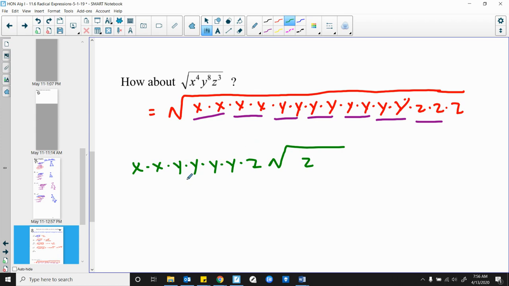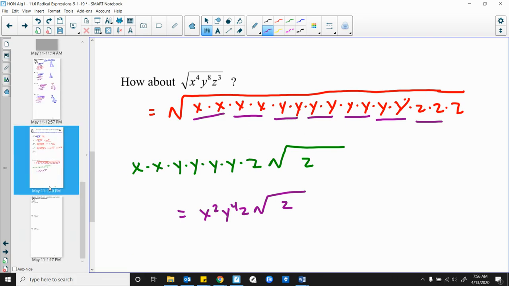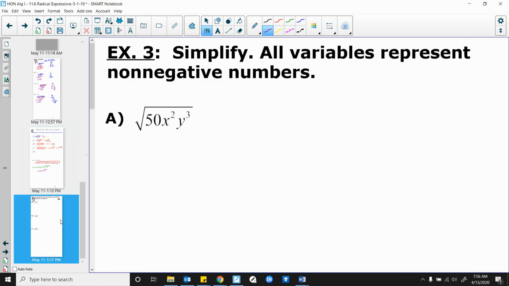So then we can do a lot of simplifying here. When I set this equal to here, I'm going to have x squared y to the 4th z square root of z. Again, all I did was bring out my pairs. All right, so let's take a look at this and we'll finish up with this for today.